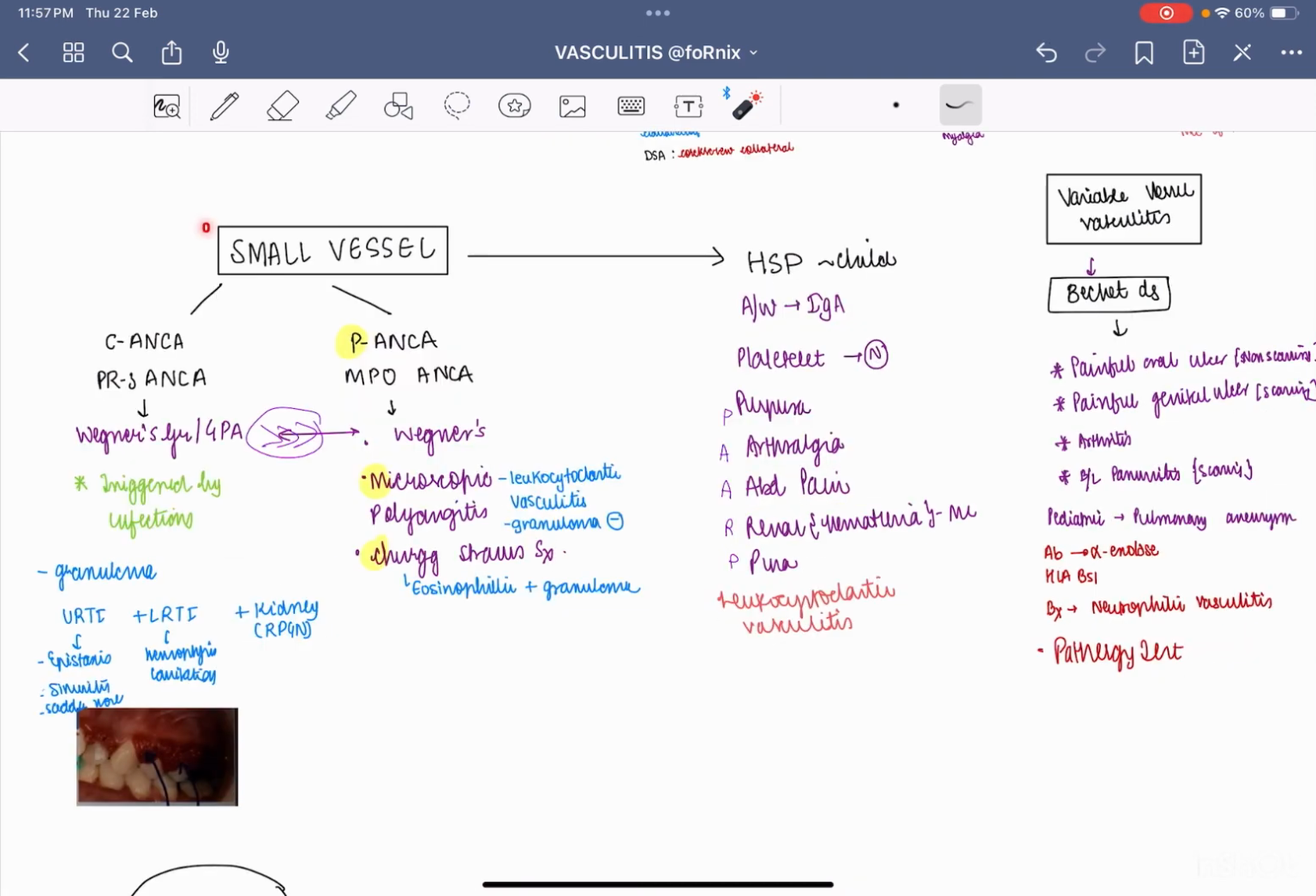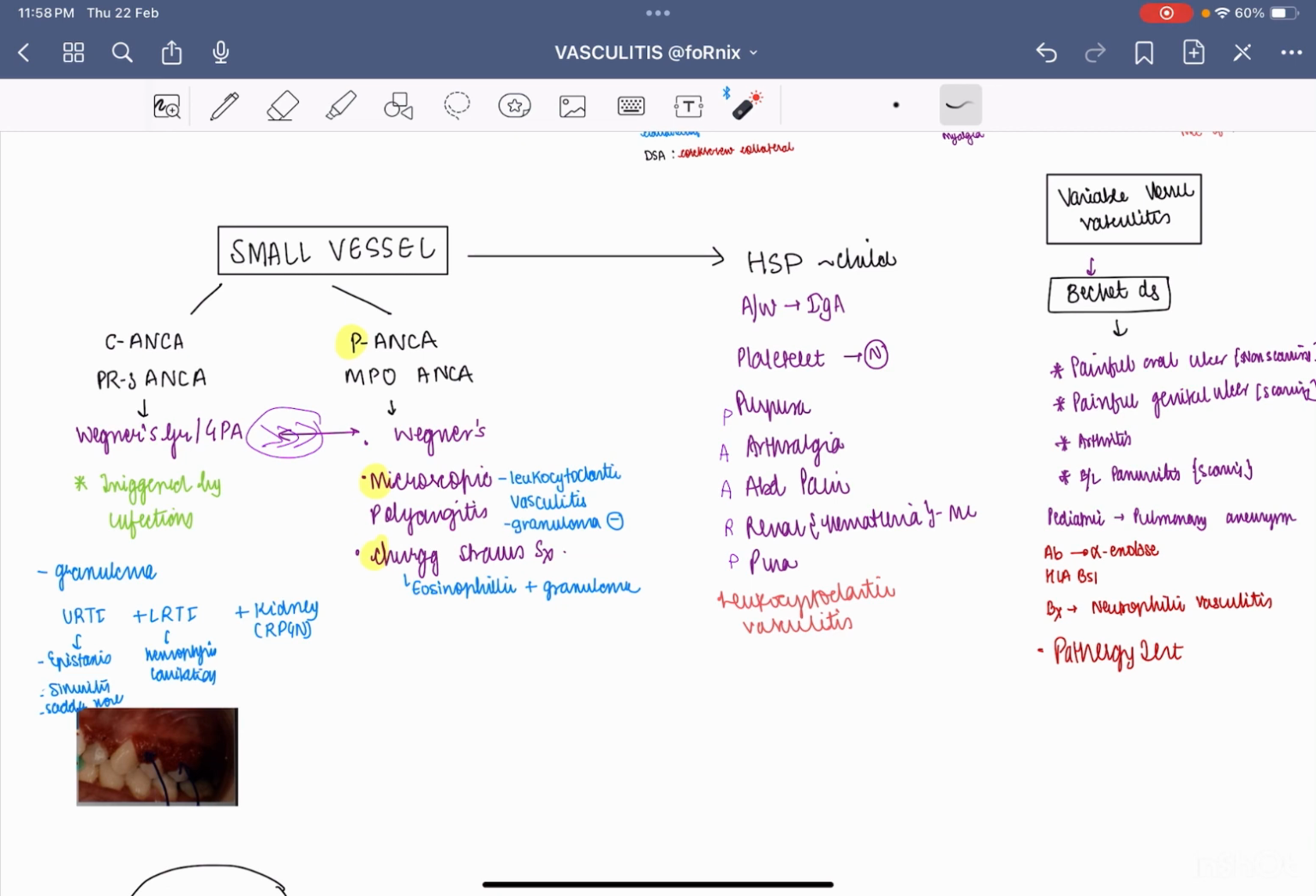Now we'll come to the small vessel vasculitis, which is divided into ANCA mediated and HSP. In ANCA mediated, we have two categories, C-ANCA and P-ANCA. C-ANCA is also known as PR3-ANCA, and P-ANCA is also known as MPO-ANCA. In C-ANCA, we have Wegener's granulomatosis, or granulomatosis with polyangiitis. But in P-ANCA, the major ones are CM: C is for Churg-Strauss syndrome and M is for microscopic polyangiitis.